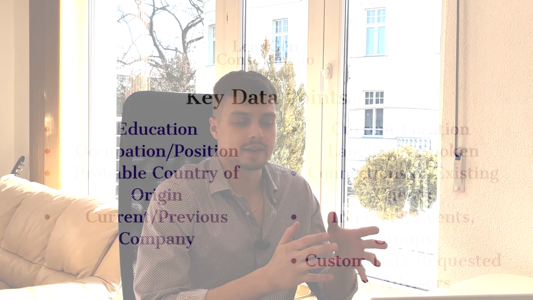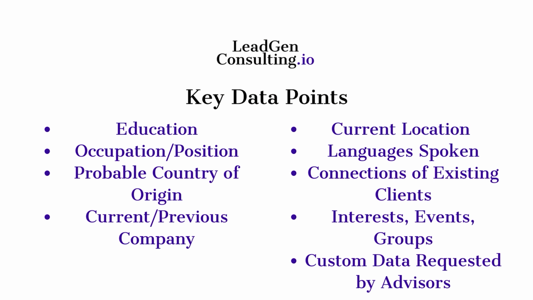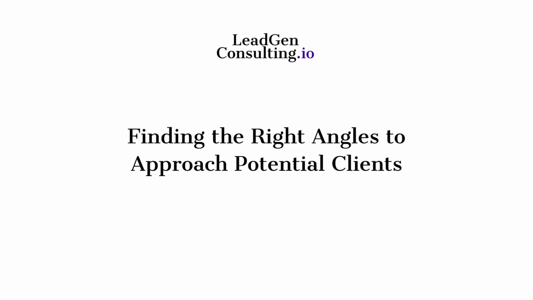approach these clients. Which data points are we gathering for our clients? We look at education, job title, industry, current and previous companies, location, country of origin, languages spoken, connection of existing clients, interests, events, groups they are in, or custom data based on financial professionals' needs. Once we have gathered all of the data that we need for the first approach, we have to find the right angles to approach these clients and build messaging, texts, and so on.